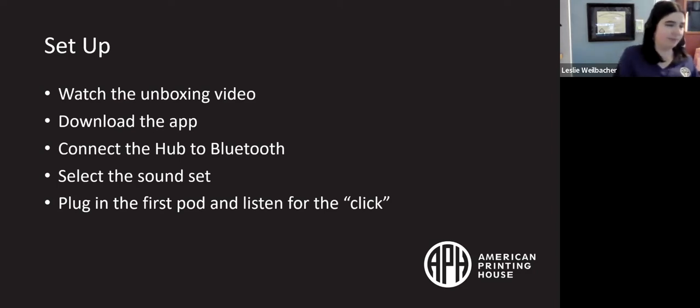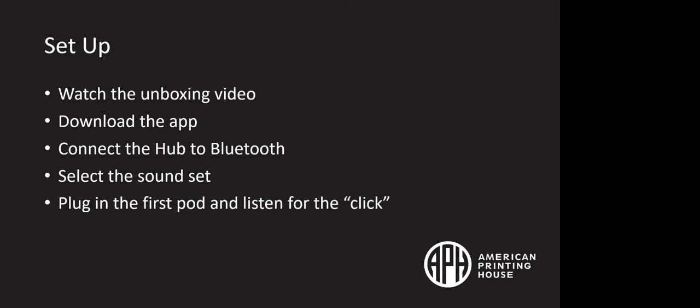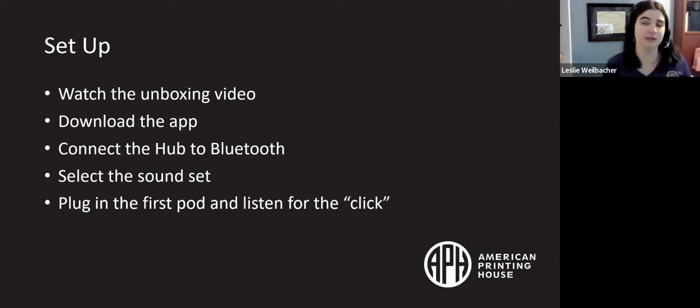You want to connect the hub, which is the biggest component, to Bluetooth. So it's connected to your device. And you will select a sound set, and we will talk a little bit more about that as well. But you get to choose what sounds you want it to produce. And you can also add your own sounds. When you plug in your first pod, you will hear a very audible click sound, and that means that it's connected, but it's also recognized. And that is the basic setup.